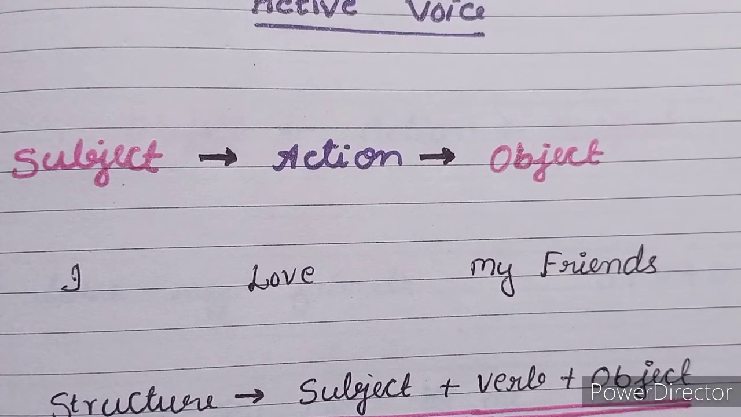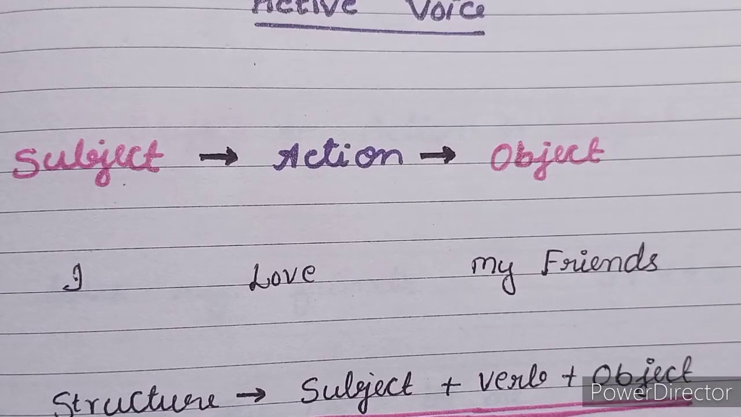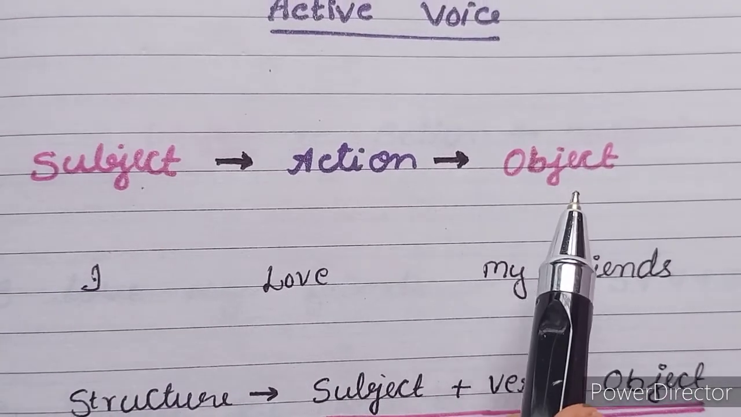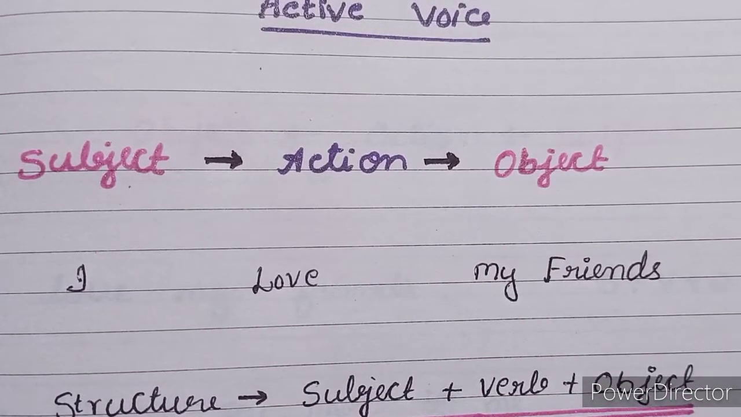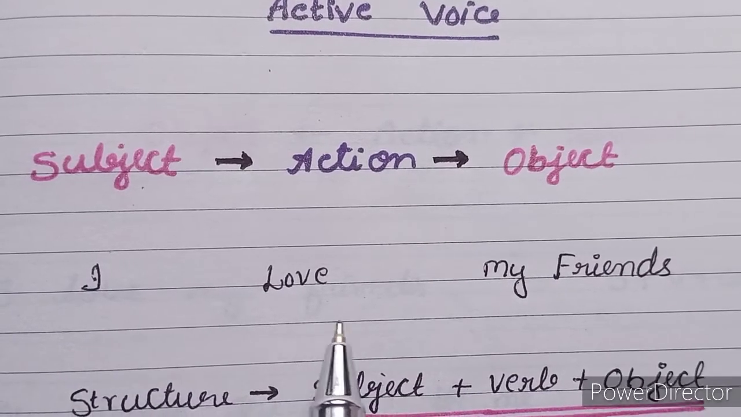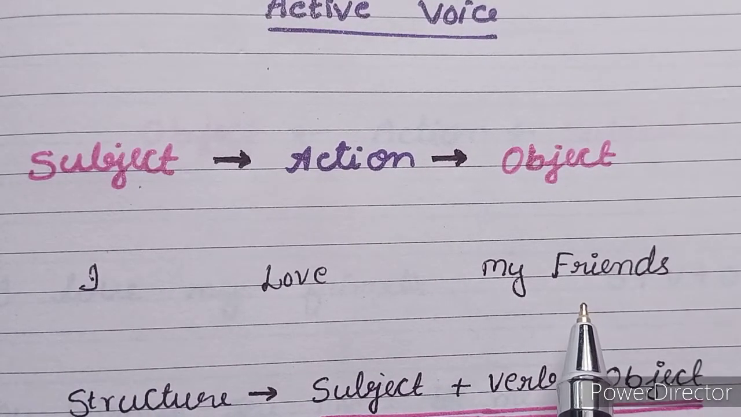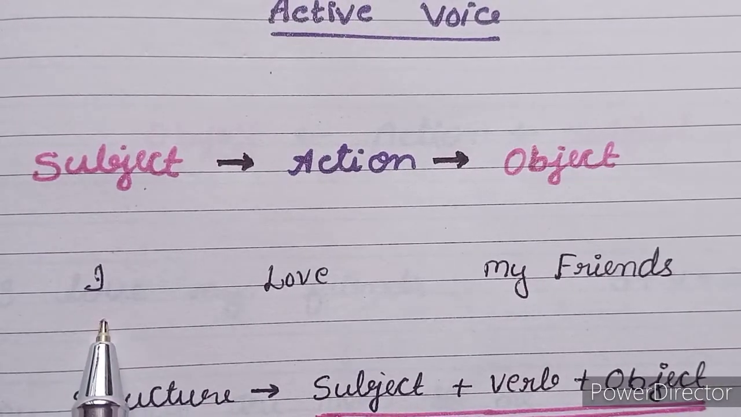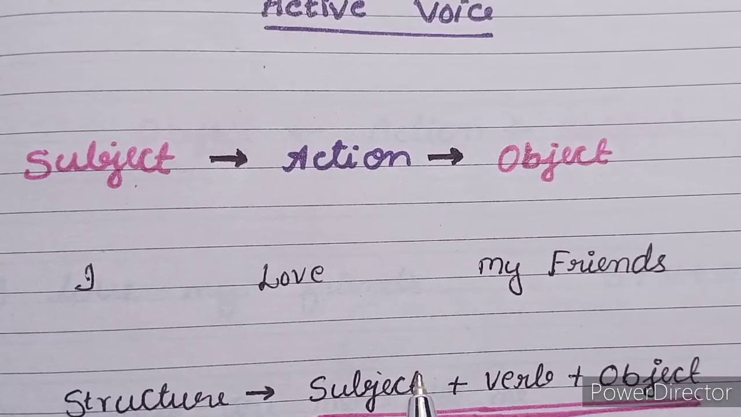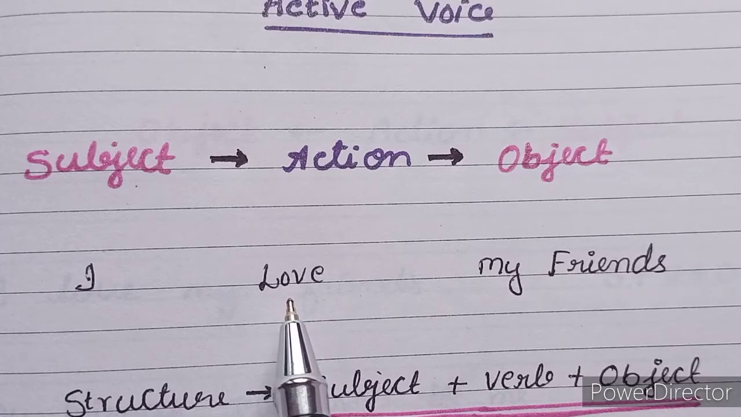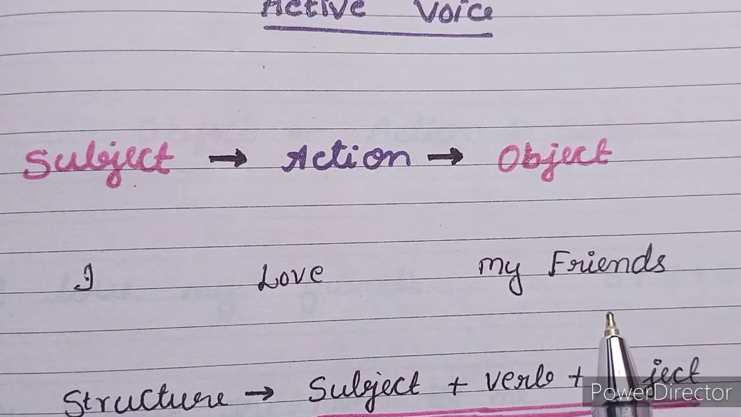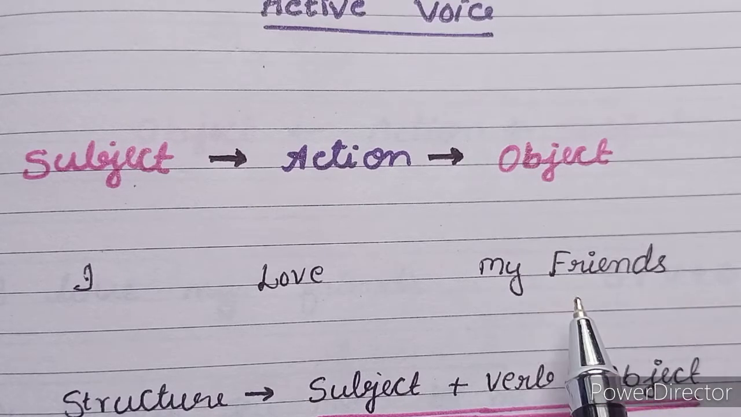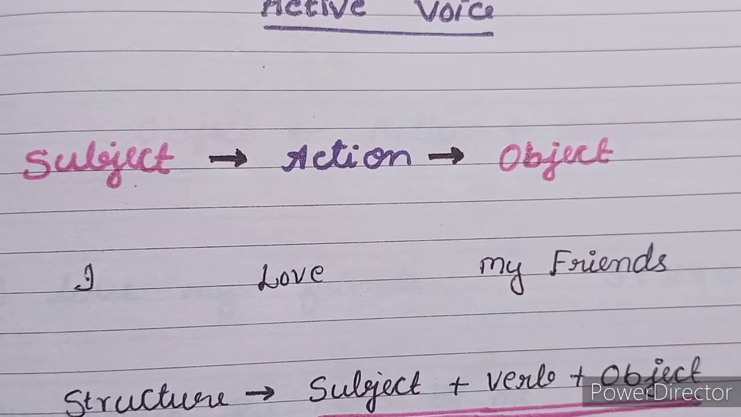Active voice. What is active voice? Subject performs the action and object receives the action. For example, I love my friends. Here, I is the subject. What is the action? Love. And who is receiving the action? It's my friends.